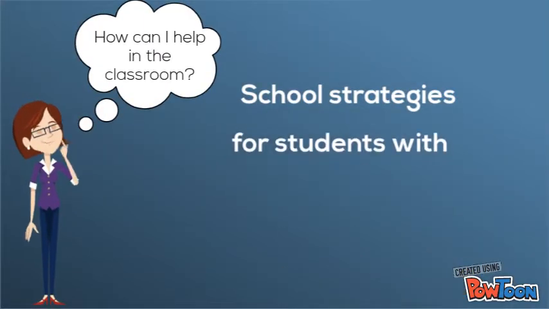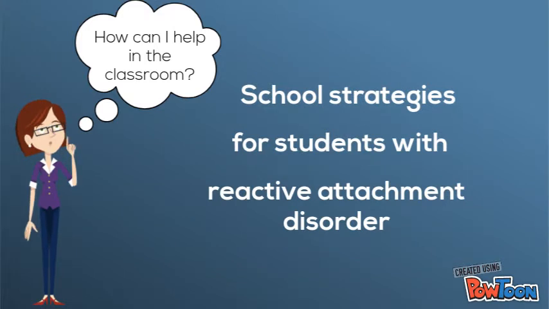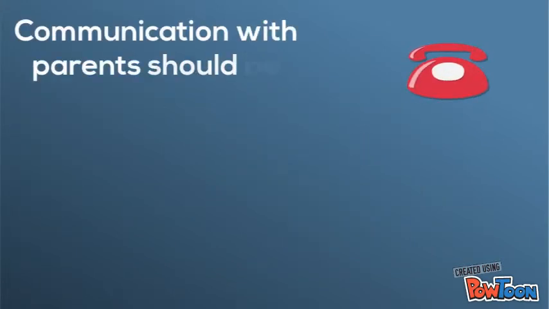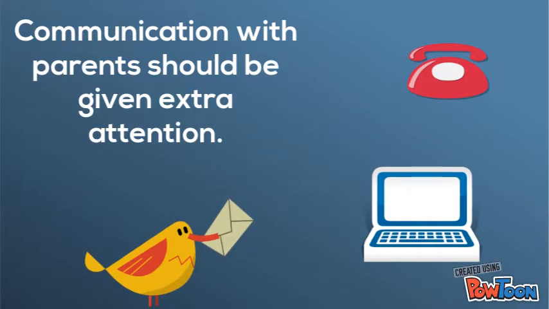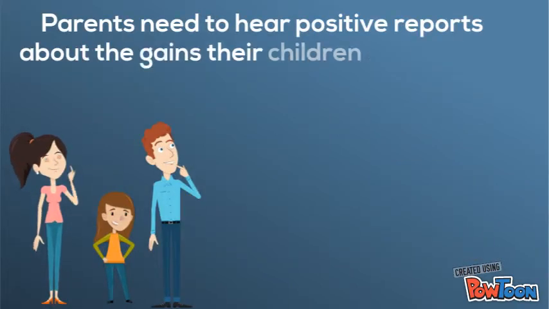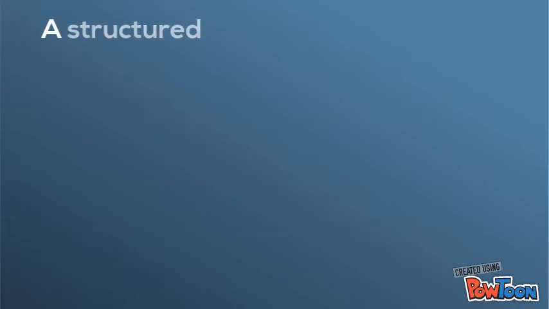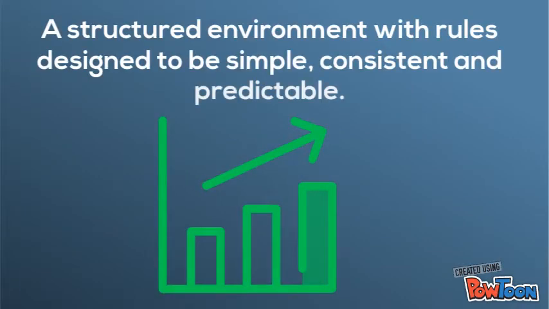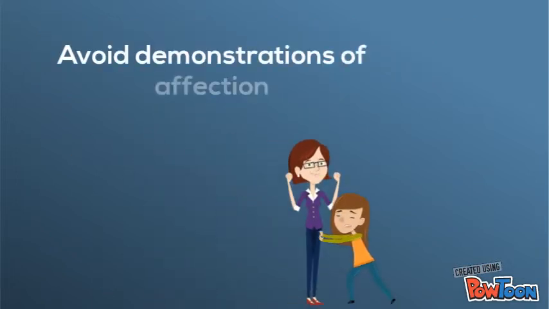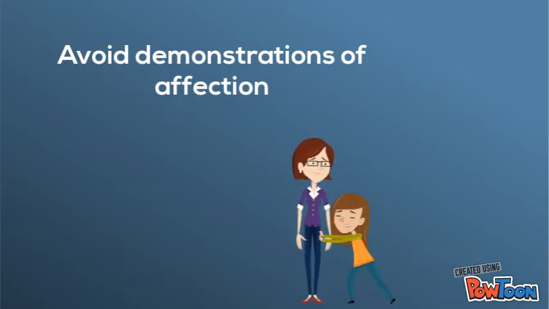School strategies for students with reactive attachment disorder. Communication with parents should be given extra attention. Parents need to hear positive reports about the gains their children are making, as well as the remaining challenges. A structured environment with rules designed to be simple, consistent, and predictable. Avoid demonstrations of affection. It is imperative that the boundaries between staff and student are maintained.